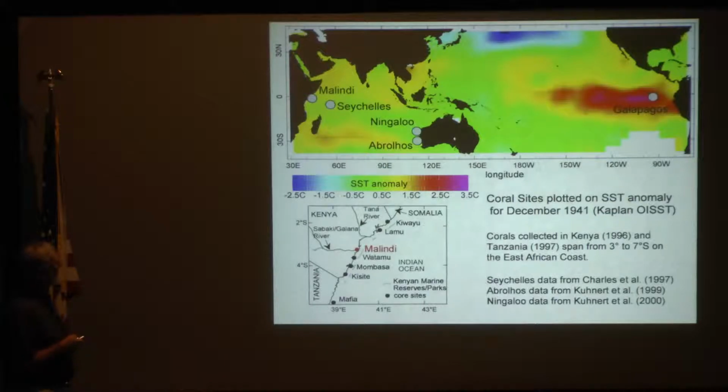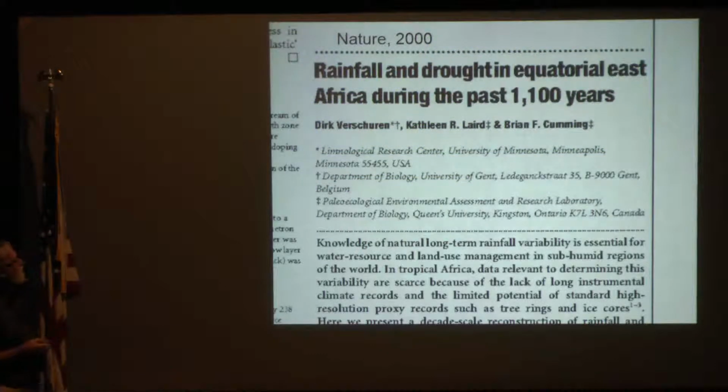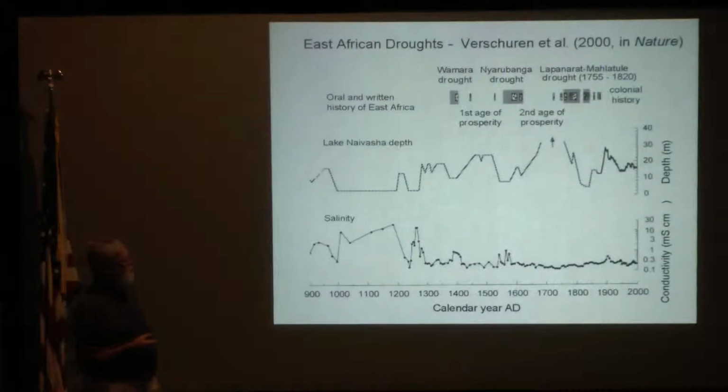But today I'm going to talk mainly about a temperature record. It kind of comes from work that Dirk Verschuren published in Nature, Rainfall and Drought in Equatorial East Africa during the last 1,100 years. And he worked at Lake Naivasha.